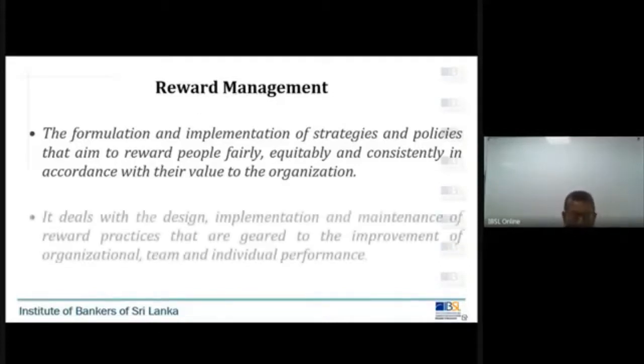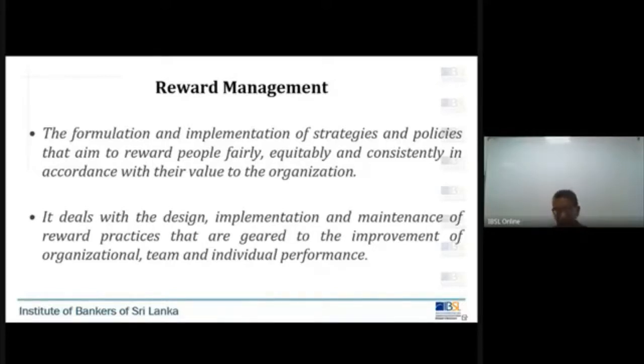How you manage your reward, right? It deals with the design, implementation, and maintenance of rewards to improve organizational, team, and individual performance, right? Clear now? Understood. So through rewards, organizations try to treat people well, people who work hard.